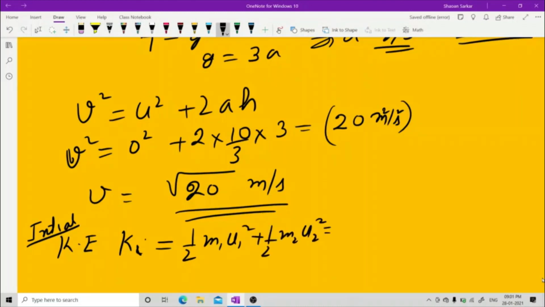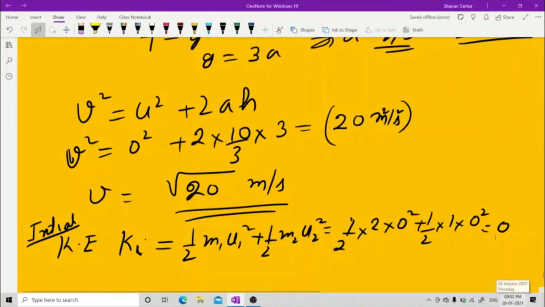Both were at rest, so u2 square is 0, and half m1, where m1 is 2 kg, into 0 square, plus half m2 into 0 square, and then you get 0. Now finally it gets a velocity of 20 meters per second.